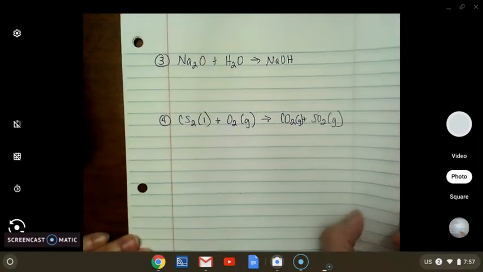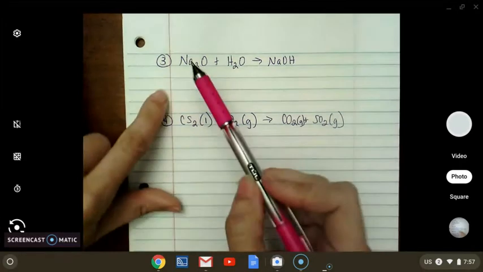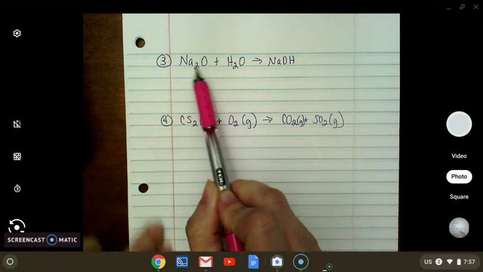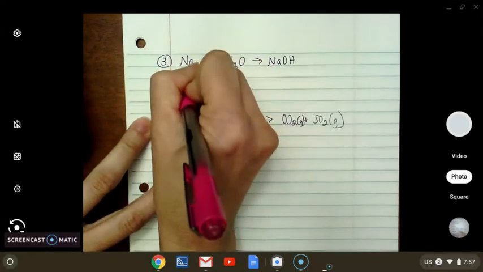So this time, I'm going to give it to you in the symbol form, and you have to tell me in the word form. So Na2O. Na is sodium, O is oxide. So it's just sodium oxide.